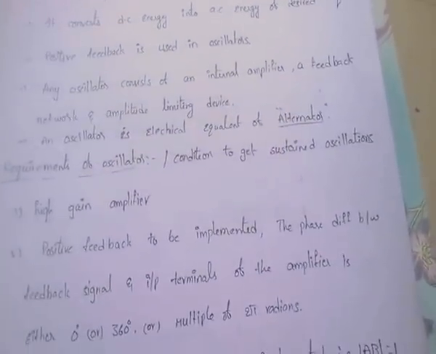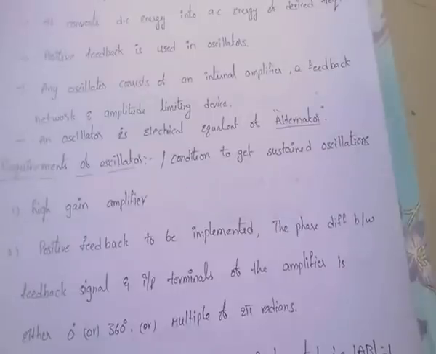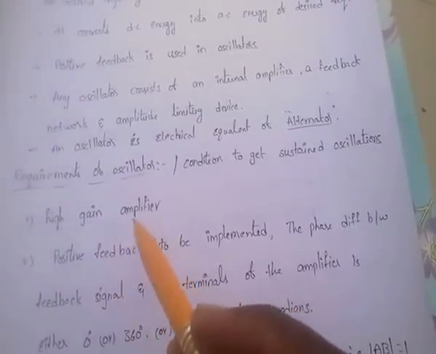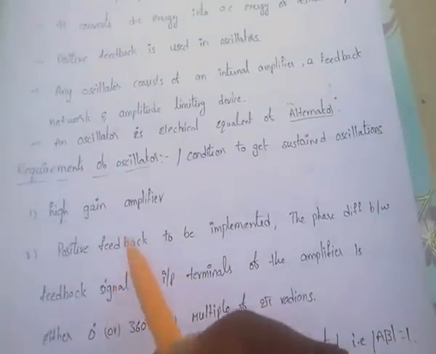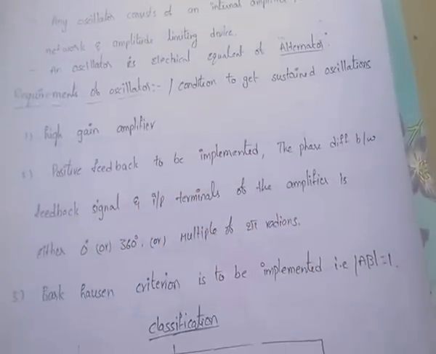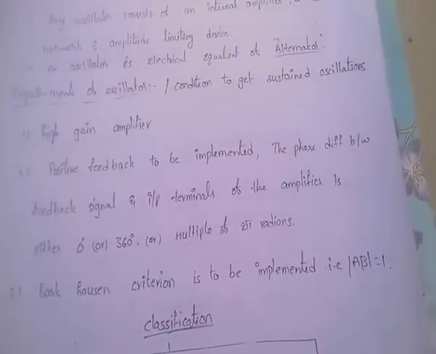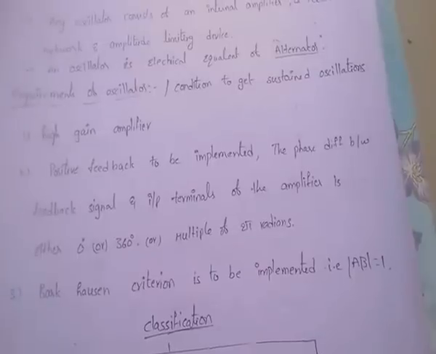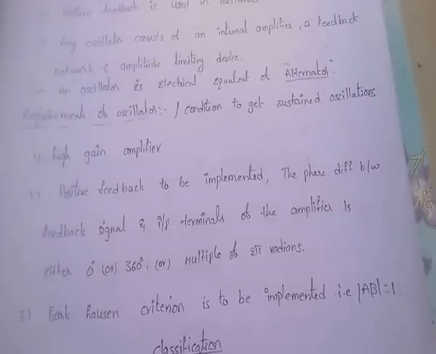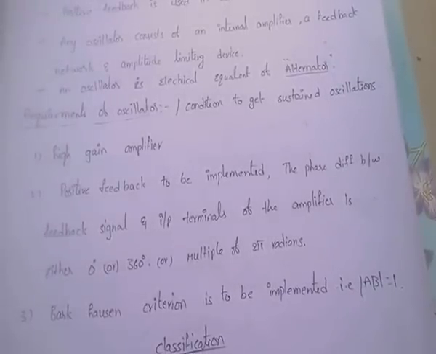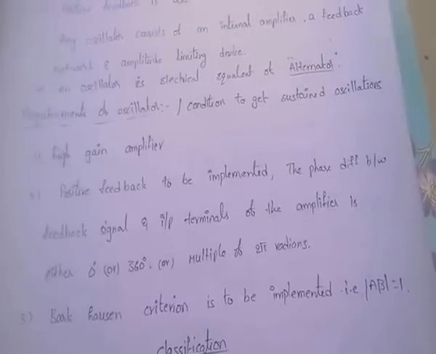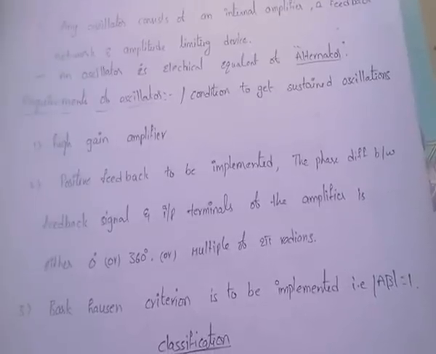The requirements of oscillators, or conditions to get sustained oscillations, are: first, the amplifier must be high gain. Second, positive feedback must be implemented, that is, the phase difference between the feedback signal and the input signal of the amplifier is either 0 degrees or 360 degrees, or a multiple of 2 pi radians.